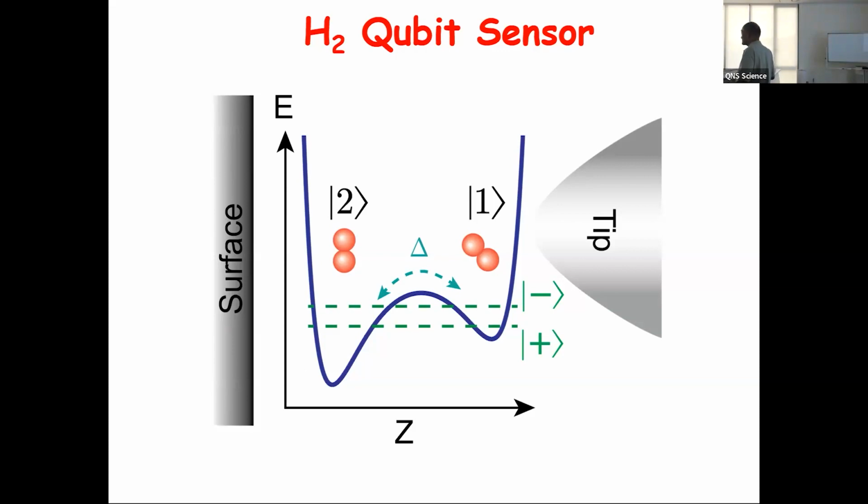So it's tunneling. It's non-thermal, I think. No, there's a coupling between these two levels, these two states. It's a coupling matrix element across this barrier.